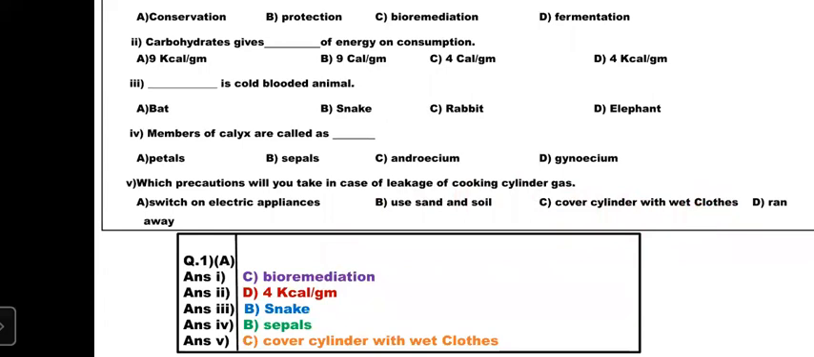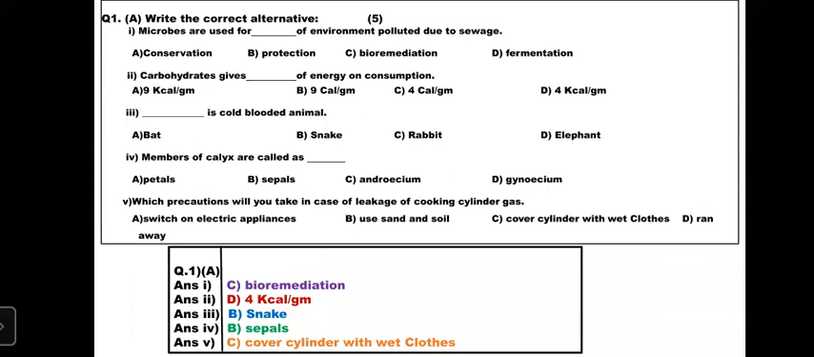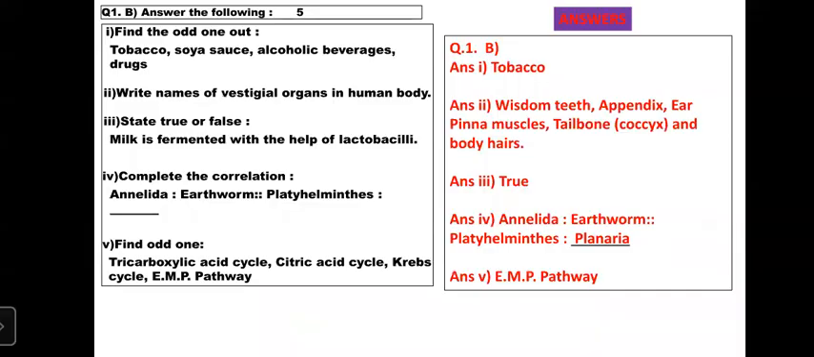So these were the 5 MCQs, that is question number 1A for 5 marks. Very easily you can get 5 marks. After question number 1A, the next question is question number 1B.